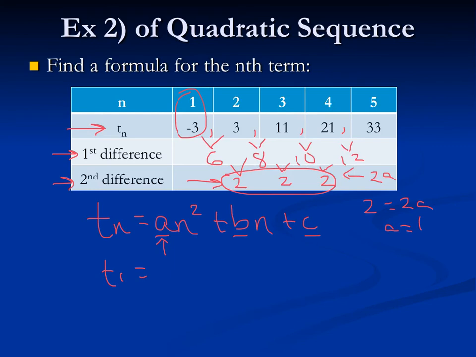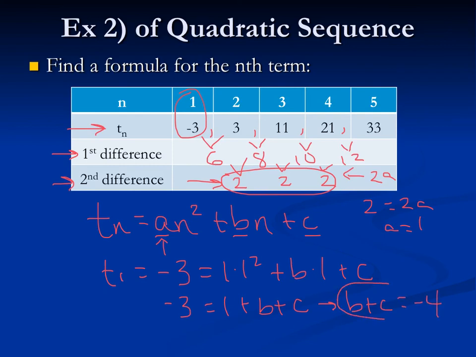So my first term is -3, and that's equal to a, which is 1, times, I'm in my first term, so n is 1, squared, plus b, which we don't know, times 1, plus c. So if I clean this up, we have that -3 equals 1 plus b plus c. And just like I did on the other one, I'm going to move that 1 to the other side, so my final equation is b plus c equals -4. So that's one of my 2 equations.